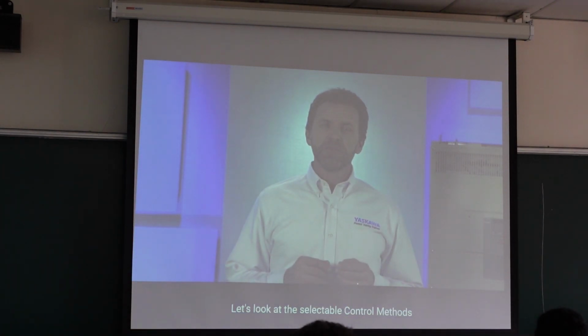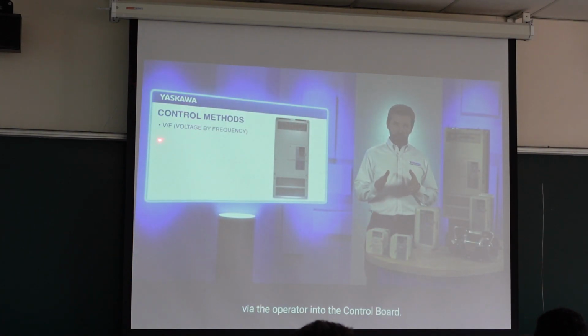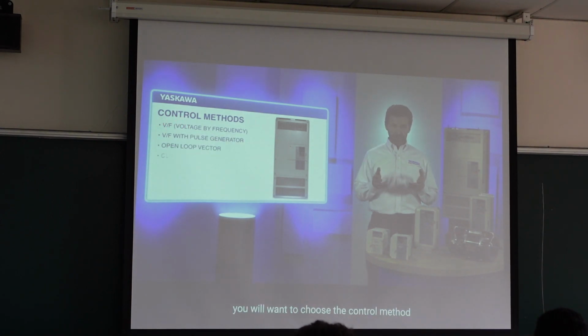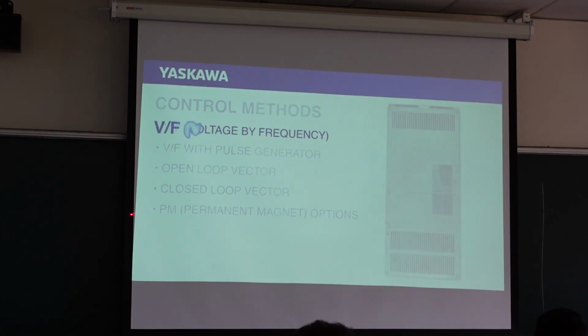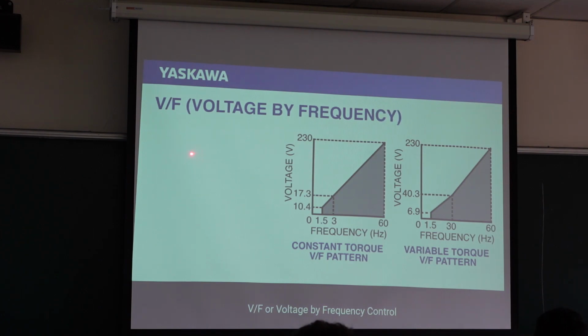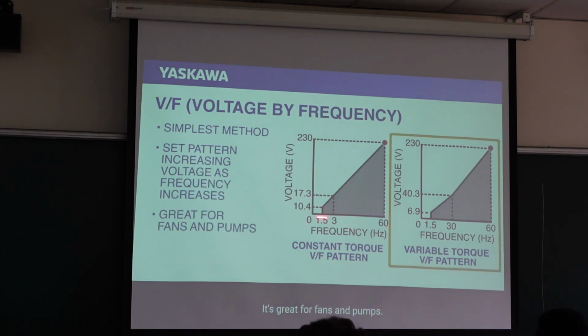Let's look at the selectable control methods the drive comes with. These different methods are programmed by the operator into the control board. The first one is variable voltage frequency. Depending on your applications and needs, you will want to choose the control method that best fits your requirements: open loop vector, closed loop vector, or PM, permanent magnet. As we move through each of these methods, control becomes better and better. In general we use voltage by frequency control, the simplest method. This follows a set pattern, increasing voltage as frequency increases. So the voltage is proportional to frequency.